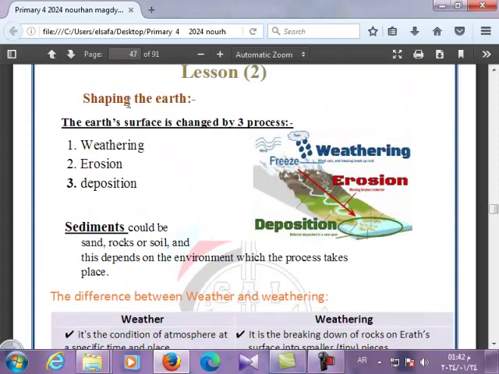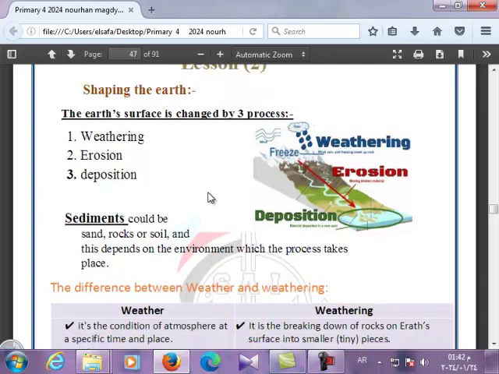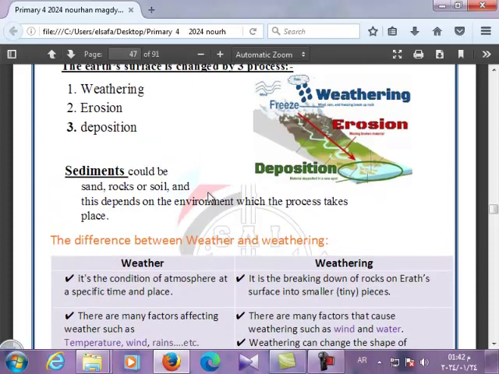Lesson 2. Shaping the Earth. The Earth's surface is changed by 3 processes. Number 1, weathering. Number 2, erosion. Number 3, deposition. Weathering is the breaking down of rocks. Erosion is the transport of rocks from one place to another. Deposition is when rocks transported are deposited in a new place.